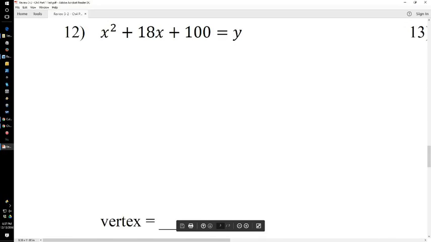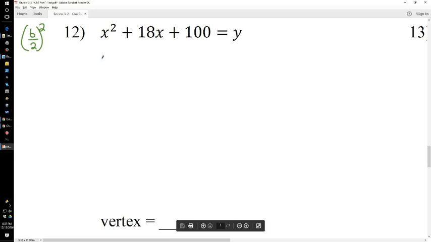For 12 and 13, the instructions tell you to put this in vertex form and state the vertex. We do that by completing the square, and the little key that we have to remember for completing the square is b over 2 squared. We're going to take our b value, divide it by 2, and square it. In this case, our b value is 18. If I take 18 divided by 2, I get 9. 9 squared is 81.